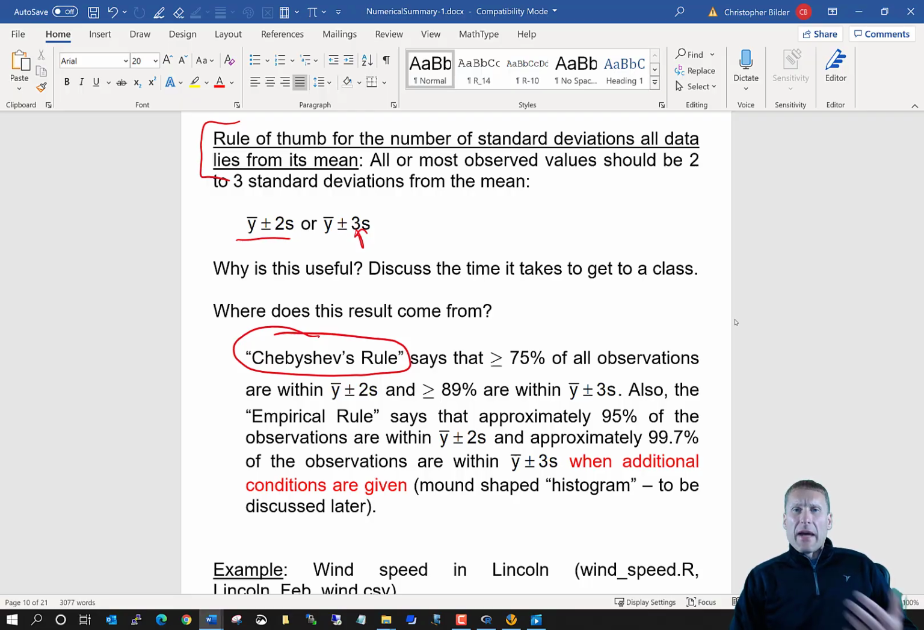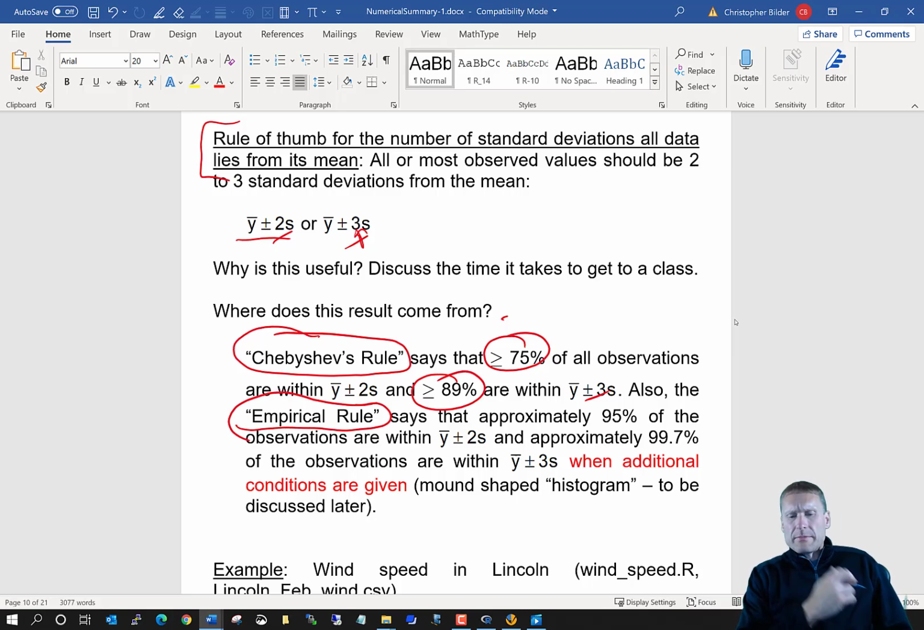If you take a mathematical statistics course, you would actually go through a formal proof to prove that indeed this is true, no matter what. That's really cool. And so that's where this 2 and the 3 come from up there. But note that this is essentially a lower bound. And we can also look at another rule called the empirical rule.